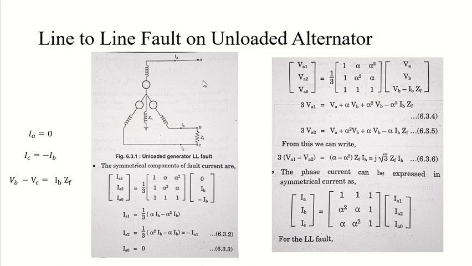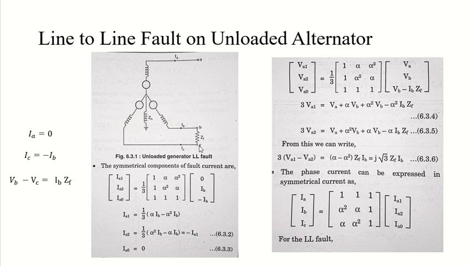And when you take the potential difference between phase B and C, which means VB minus VC, it is very much clear from this picture, right? What will be the value of the potential between phase B and phase C? It will be IB into ZF. Very much clear.